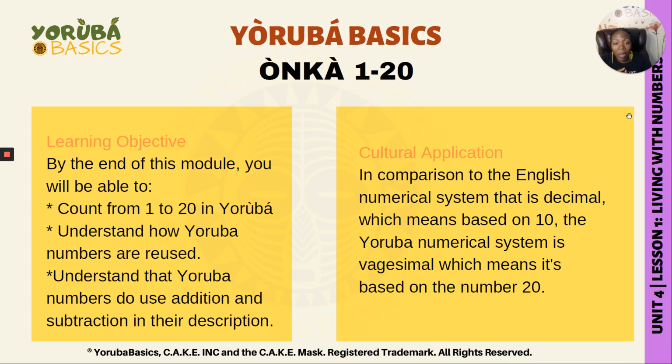The learning objective is that by the end of this module, you're going to be able to count from 1 to 20 in Yoruba. You're going to understand how the base of the Yoruba numbers are used and reused, and that the way we get to other numbers includes addition and multiplication. In comparison to the English numerical system, which is decimal, going from 1 to 10, the Yoruba numbers are actually vigesimal, which means it's a base of 20. So we go all the way to 20 and then we start off again, and then we start off again.